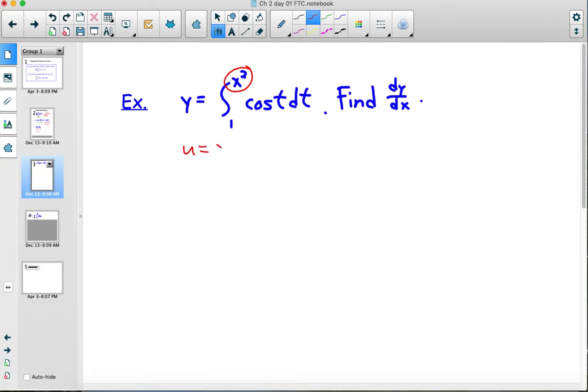What if I let u equal x squared? Then isn't du dx equal to 2x? Why do we need that? We'll see in a minute. So now y is equal to the integral from 1 to u of cosine of t dt.